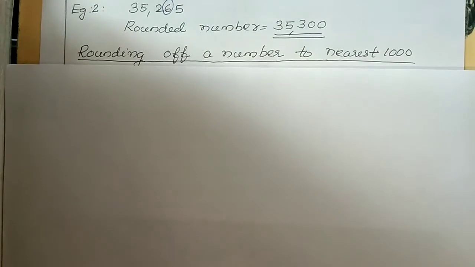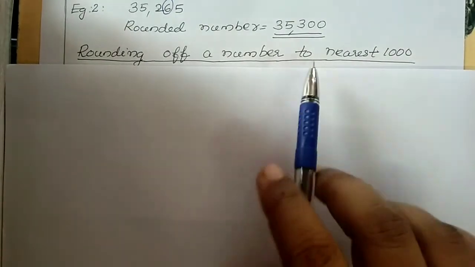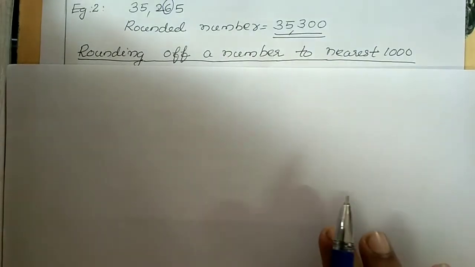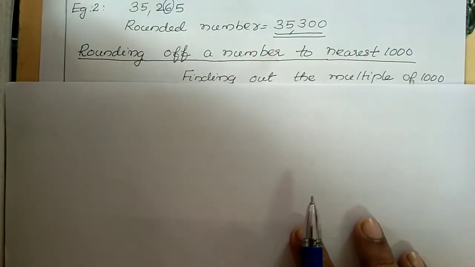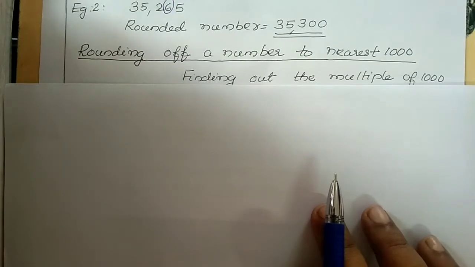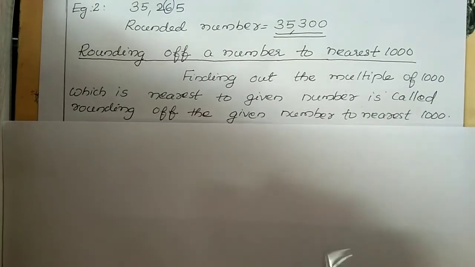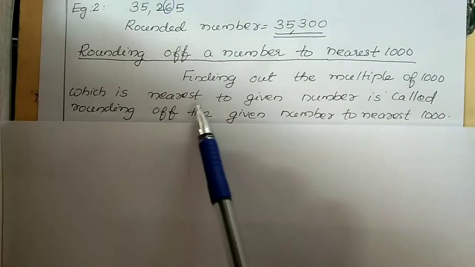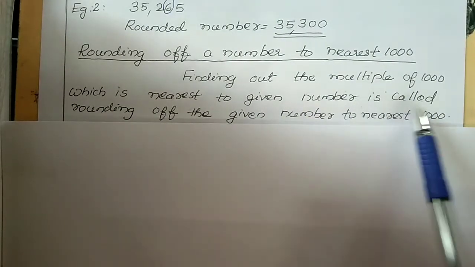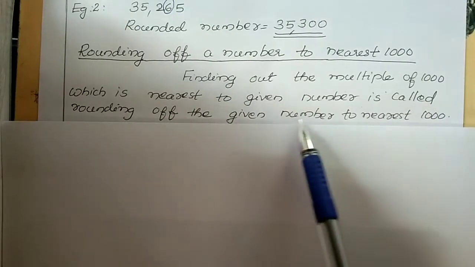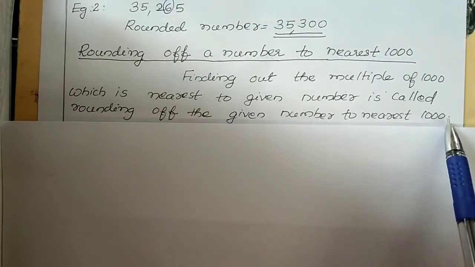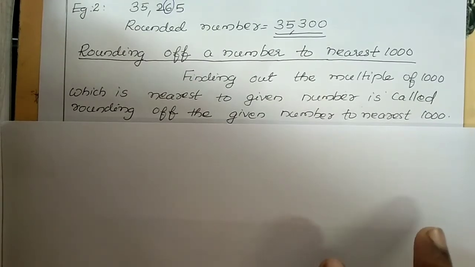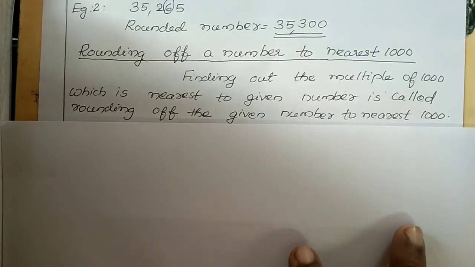Our next topic, rounding of a number to nearest 1000. Same as the above, 10 and 100. Then what is rounding to nearest 1000? Finding out the multiple of 1000 which is nearest to the given number is called rounding of the given number to the nearest 1000. Which is the nearest multiple of 1000. That is rounding to nearest 1000.